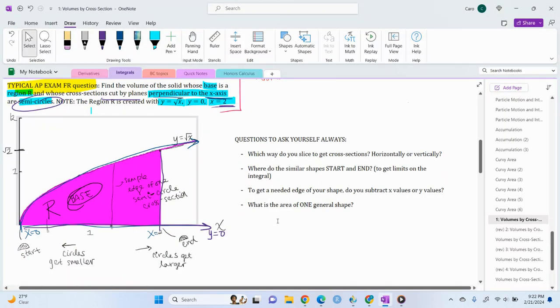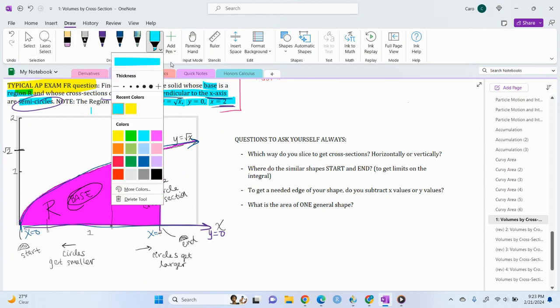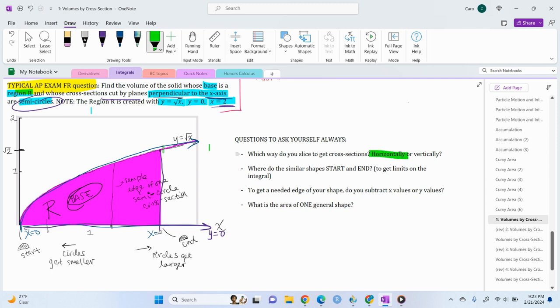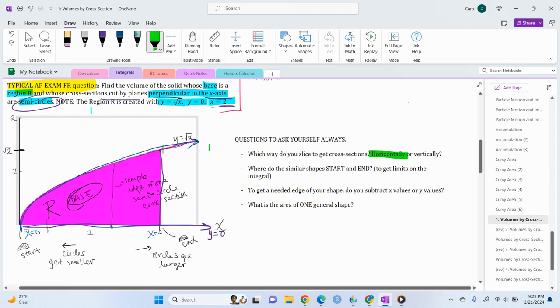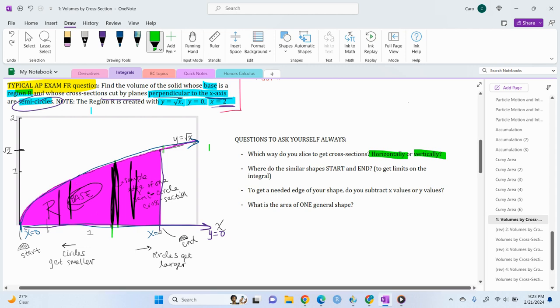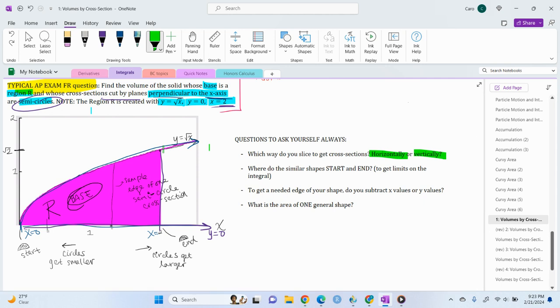Whenever you do a problem like this, there are a few things you need to think about when you're about to set up and figure out how you're going to do this. First thing you have to think about is, how are you going to slice it to get your cross sections? Are you going to do it horizontally, which would be this way, or vertically, which is how we're doing it in this case? So we are going vertically, up and down like that. You're going to go chop, chop, chop, all the way from one side to the other, and then you're going to add up infinitely many of those shapes. It's just instead of adding infinitely many circles, you're going to add infinitely many, well, in this case, semicircles.